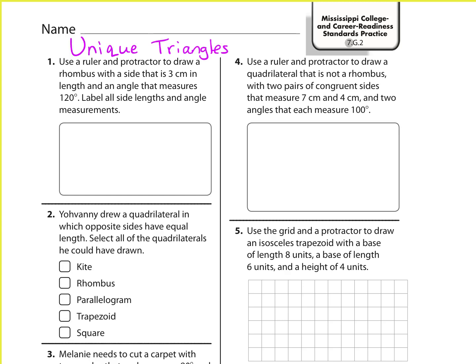7.G.2. This standard is about unique triangles. So it's about determining what makes a triangle unique, where there's no other way to draw that triangle.